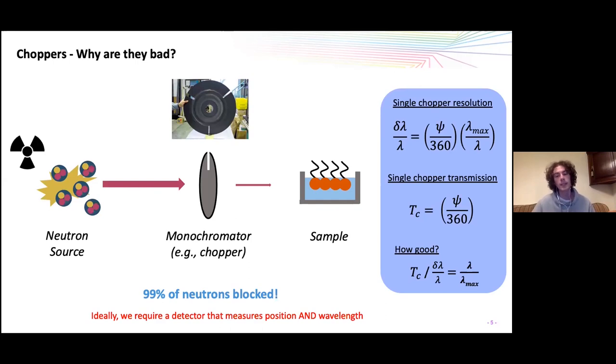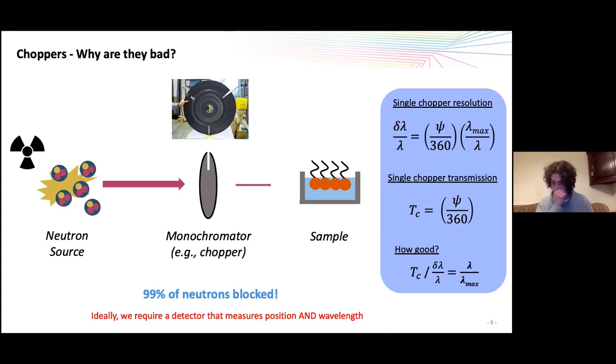And importantly, the transmission is basically psi, which is the angle of the slit in the chopper, as a fraction of the total 360 degrees. So you can think of it as the amount of neutrons that are getting through the chopper being proportional to the amount of empty space in the chopper. And then to make a comparison between choppers and monochromators or selectors, you need a ratio. You need to find out the transmission per resolution of that particular device.